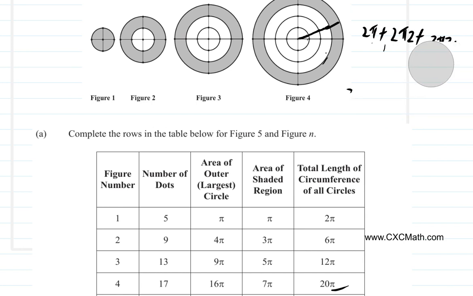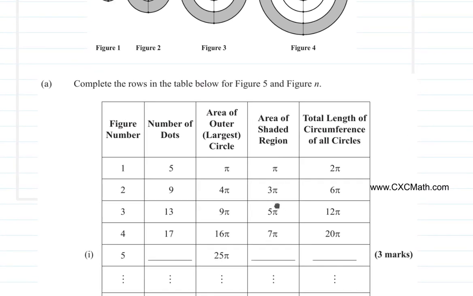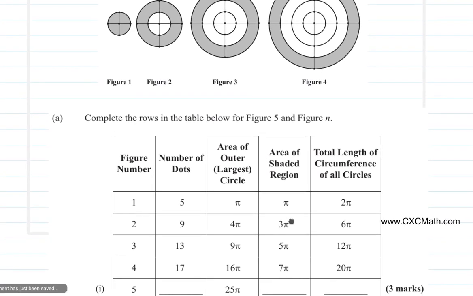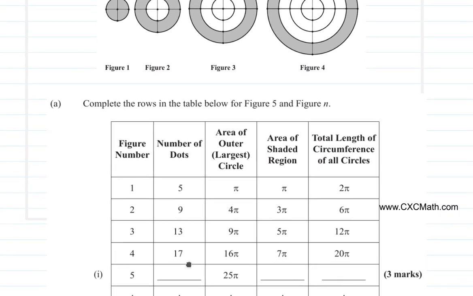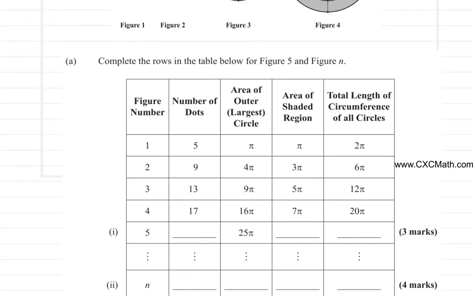But anyway, we were just looking at it, analyzing it. You wouldn't really have time for all of that in an exam. But let us see what could possibly be happening here. Figure 5. You know that you just add 4. So 17 plus 4 would give you what? 21. So that would be 21, right? You have 25 pi. Area of the shaded region now.